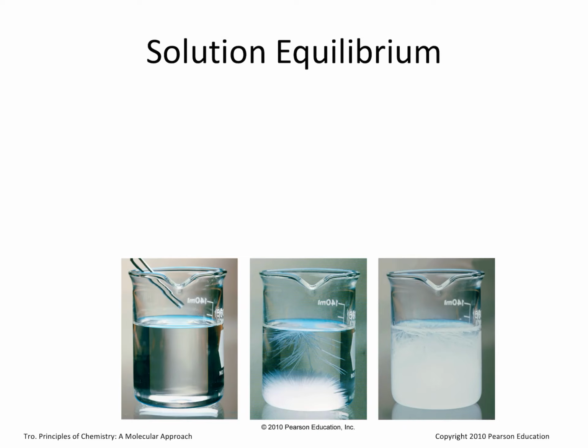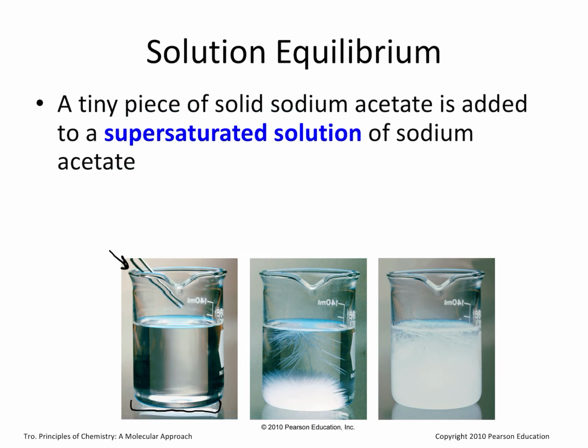For example, here, the precipitation from a supersaturated solution. When a small piece of solid sodium acetate is added to a supersaturated solution, the excess solid precipitates out of solution to then form this crystallized structure.